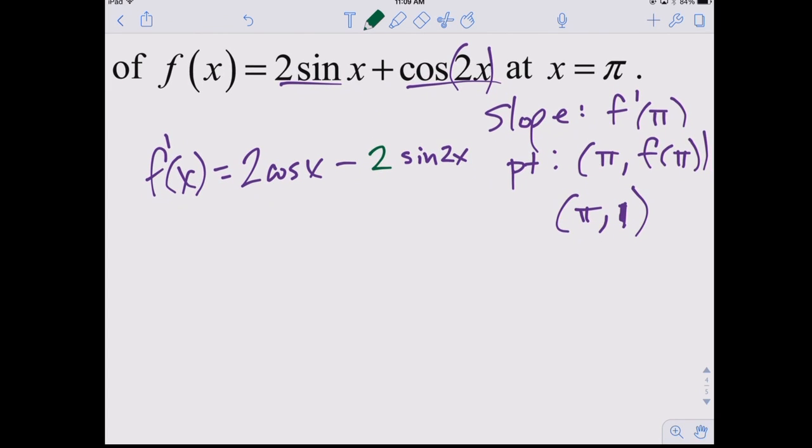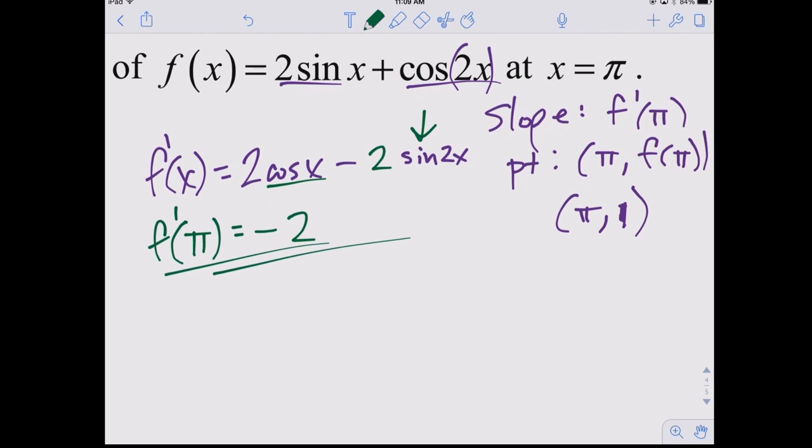Now, instead of simplifying it, if that could be done, maybe with an identity or combining like terms, I might just go straight for plugging in pi, because I'm just after the numeric answer. So we'll do this one together. Cosine of pi is negative 1, right? Times that 2 makes it negative 2. And then sine of 2 pi, 0. So it's going to be negative 2 minus 0, or just negative 2. So there we have our slope, and we have our point.